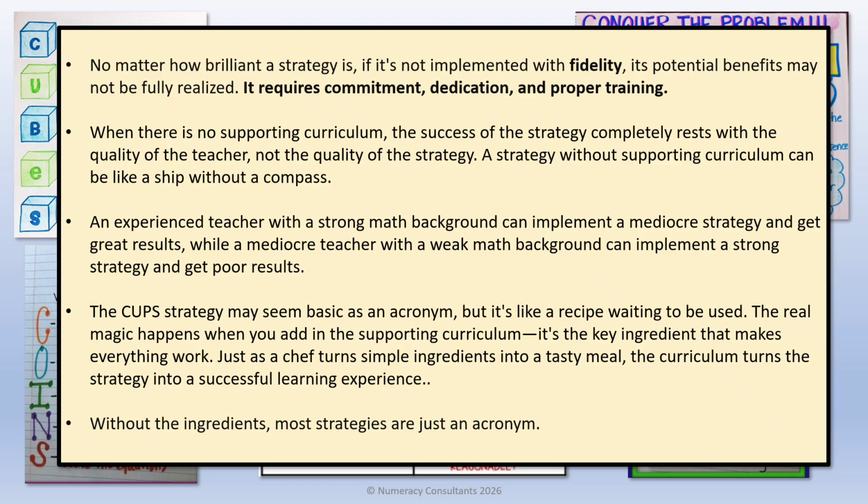And remember the CUPS strategy that we talked about with Orton Gillingham? The CUPS strategy may seem basic as an acronym, but it's like a recipe waiting to be used. The real magic happens when you add the supporting curriculum. It's the key ingredient that makes everything work. Just as a chef turns simple ingredients into a tasty meal, the curriculum turns a strategy into a successful learning experience. So CUPS alone is not a great strategy. It's CUPS with the layers that Orton Gillingham provides that makes it a really good strategy, and that's the difference. It's just an acronym without the curriculum. When you have all the pieces, it becomes something much more. And without the ingredients, most strategies are just an acronym.